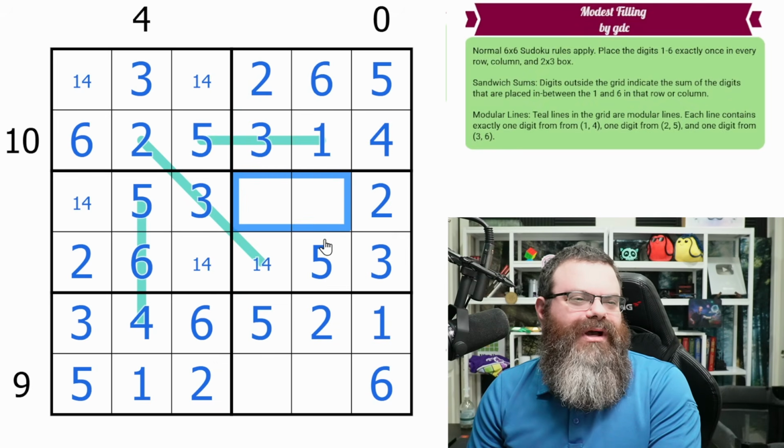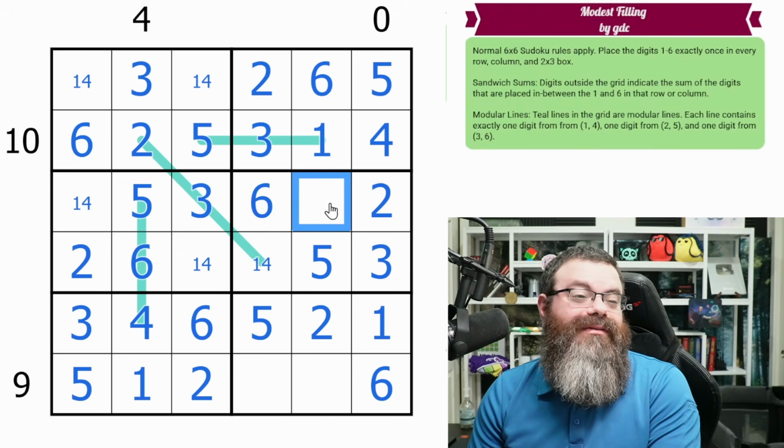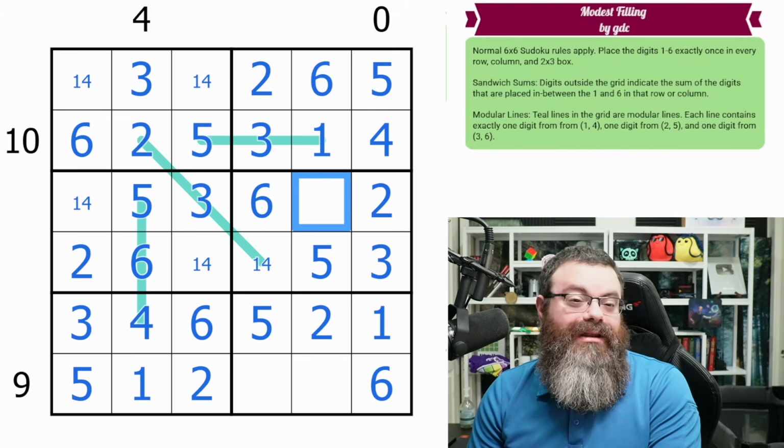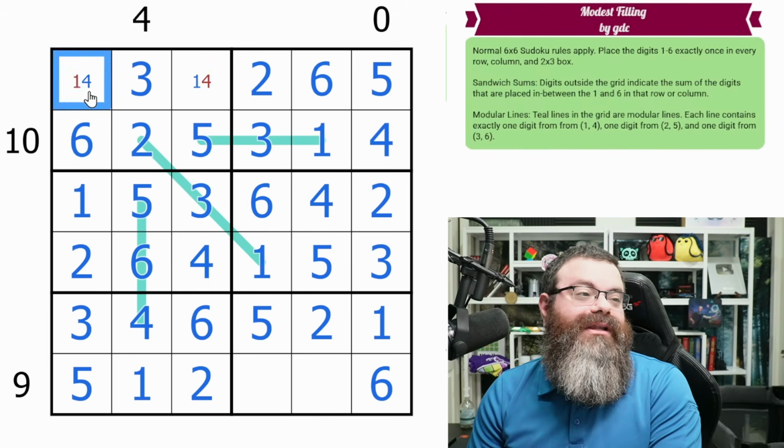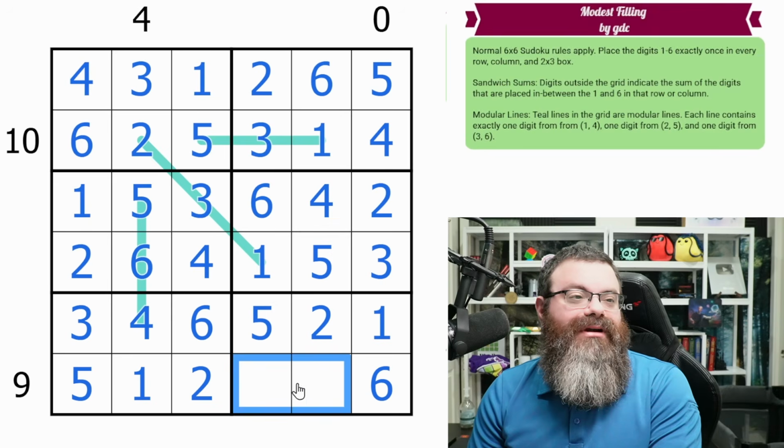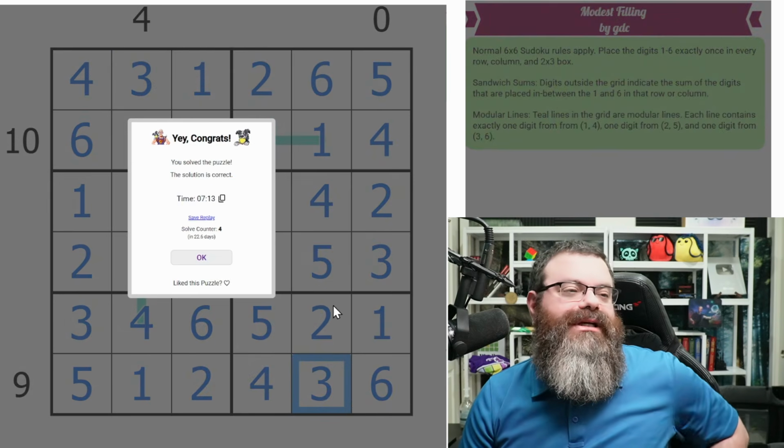This is a 1, 4 on one of these and then a 6 in the other. The 6 can only go there. So this is not a 1. So that's 4, 1, 4, and 1, and 4 and 1. And these two digits are the 4 and the 3, and we're done.